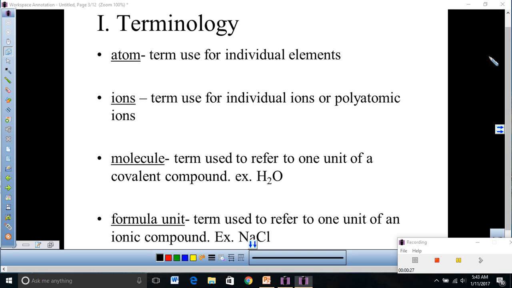We're going to be talking about atoms. When we talk about atoms, we're going to be referring to individual elements like zinc, and that would be an atom. If we're saying ions, well, we're going to be talking about what's in an ionic compound, such as if we had magnesium bromide, it would be made of one magnesium ion and two bromide ions. So ions are going to make up what's in an ionic compound. And the word molecule and the word formula unit, these two are just terms that we use for compounds.